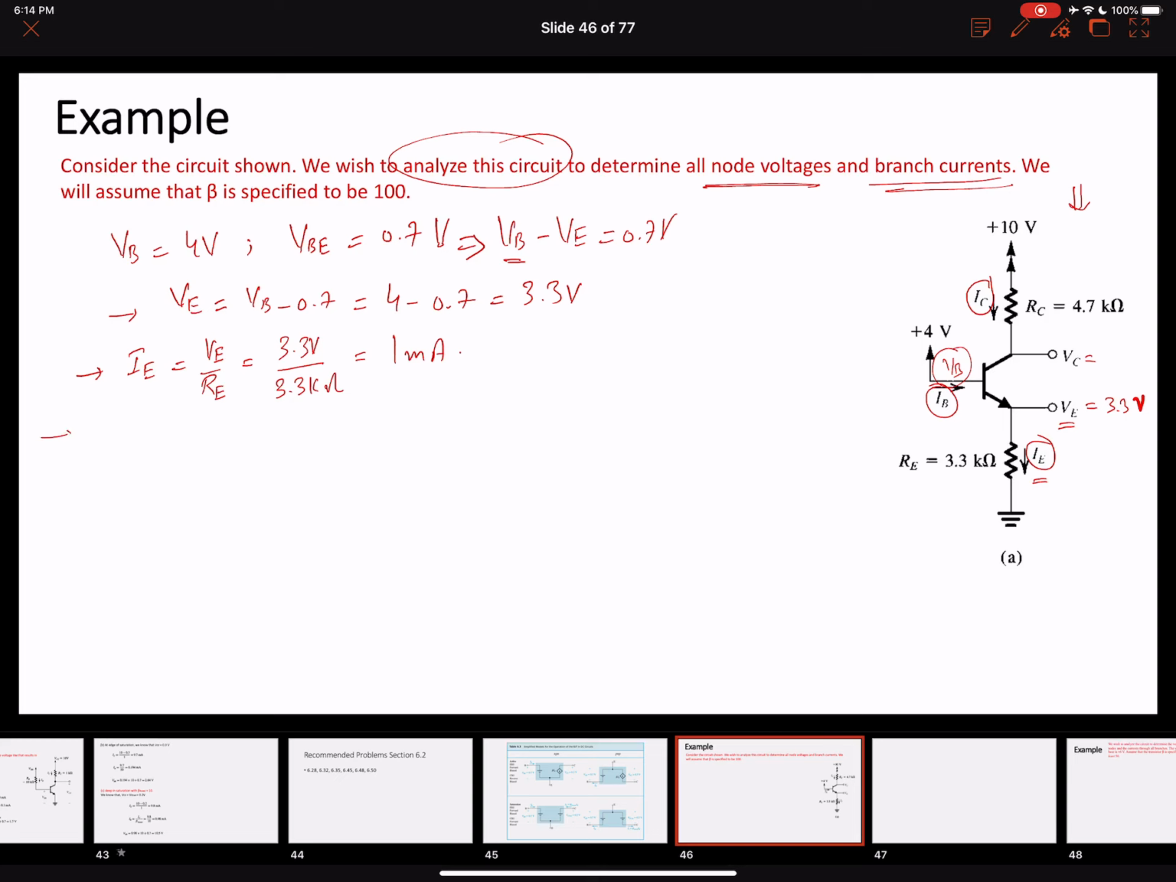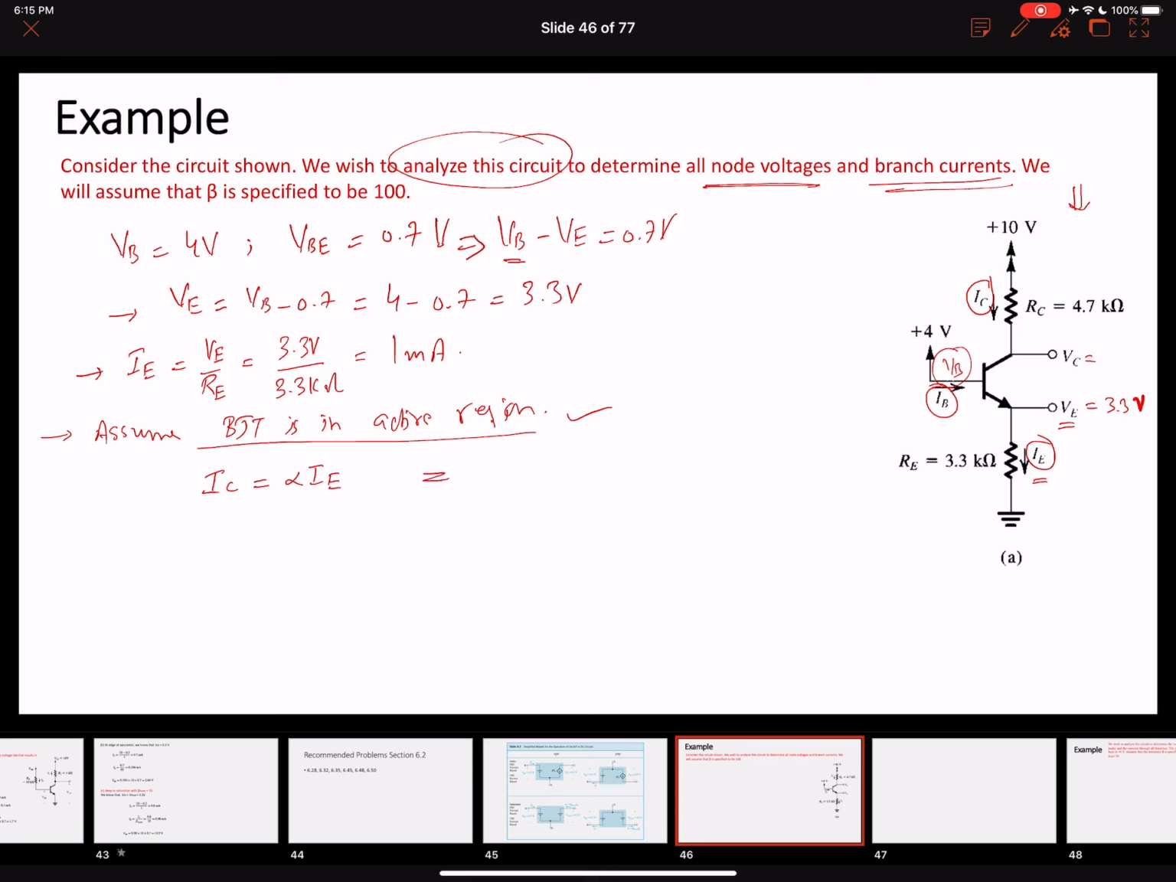So okay, our assumption now: assume the BJT is in the active region. Let's assume that our bipolar junction transistor is in the active region. Now we want to find the value of the collector current. We know that the collector current equals alpha times IE, right?